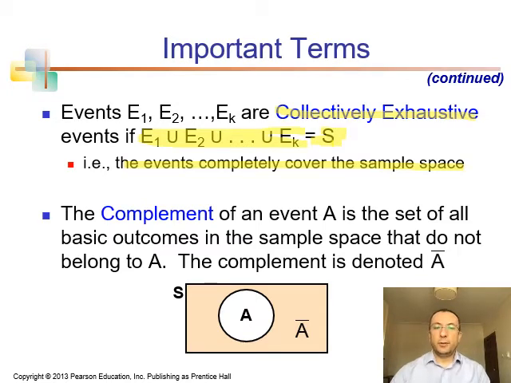Now the complement is the opposite of the event. For example, the complement of event A is the set of all basic outcomes in the sample space that do not belong to A. So for example, here we have A, and anything inside will be A. But if you're looking for the complement, then it will be anything outside. So this area, anything that doesn't belong to A, will be A complement.